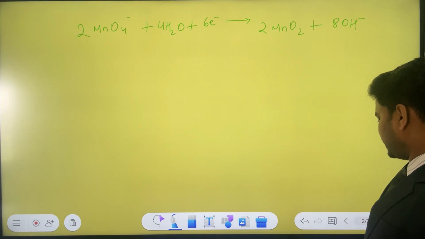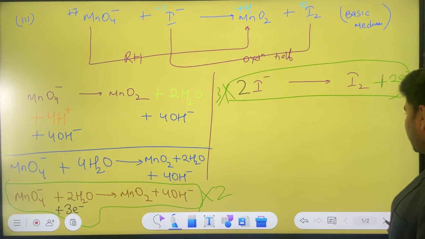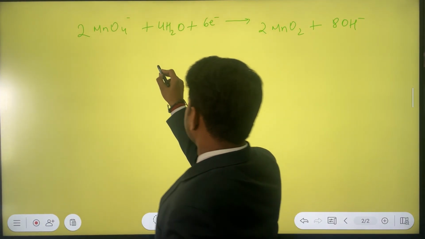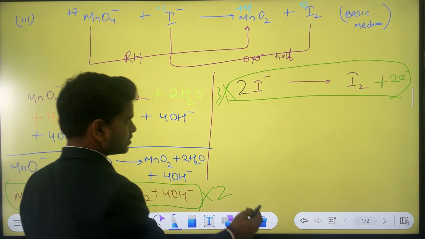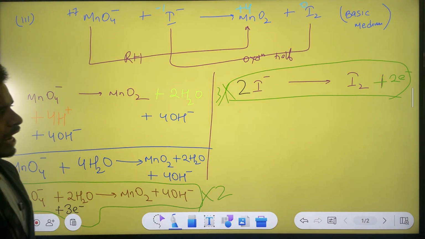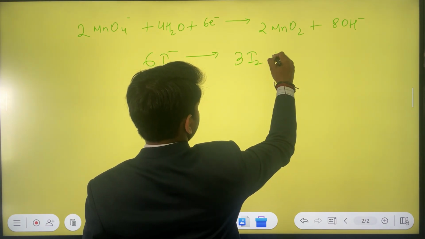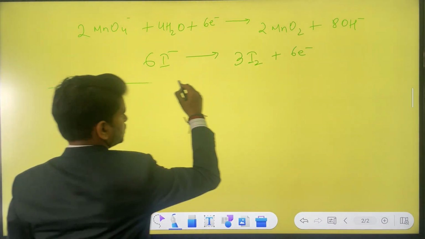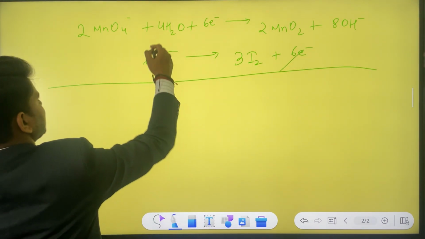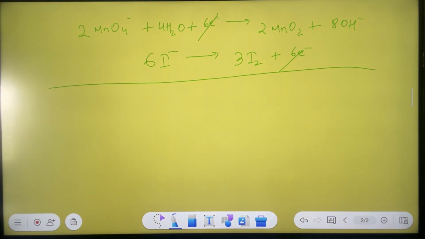Okay. And then for the oxidation half, 6I minus giving you 3I2 plus 6 electrons. That's it, guys. Balance it, and you can just add these two equations, as simple as that. 6 electrons will cancel 6 electrons. This is what we wanted. Now nothing else is going to cancel. Just add it.